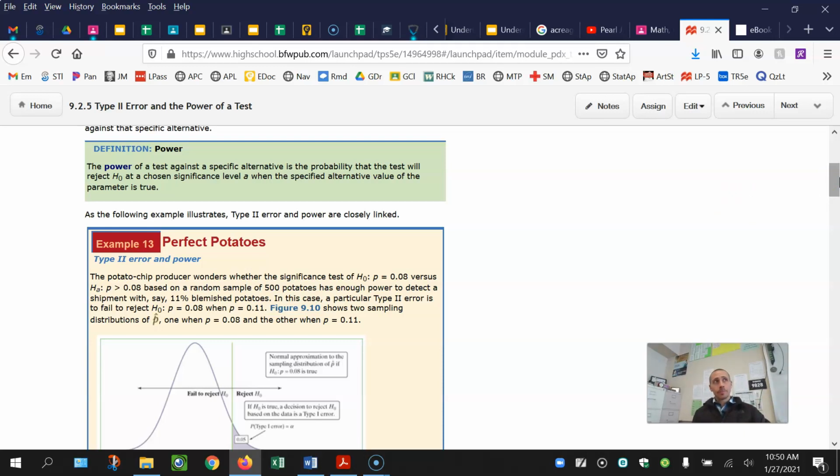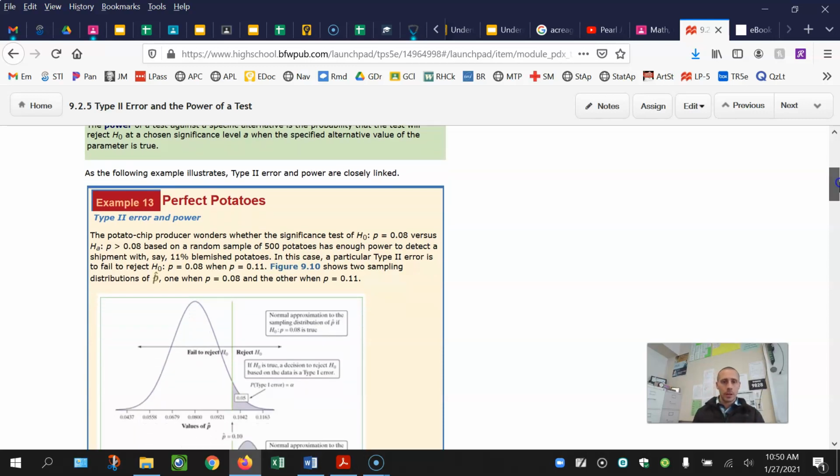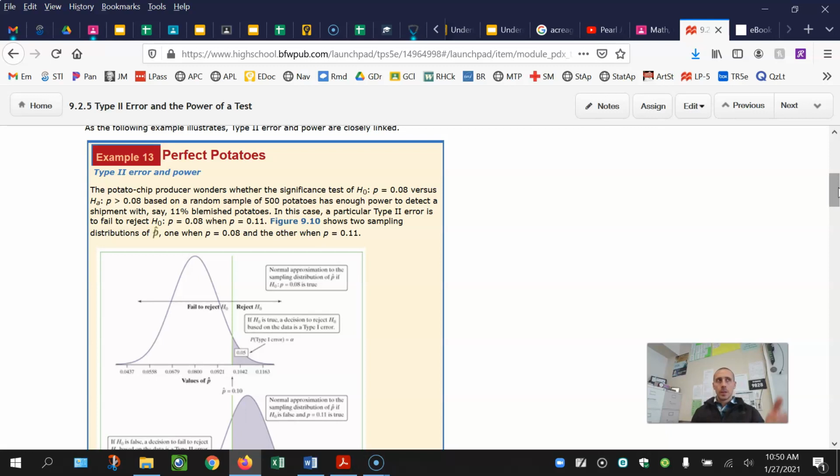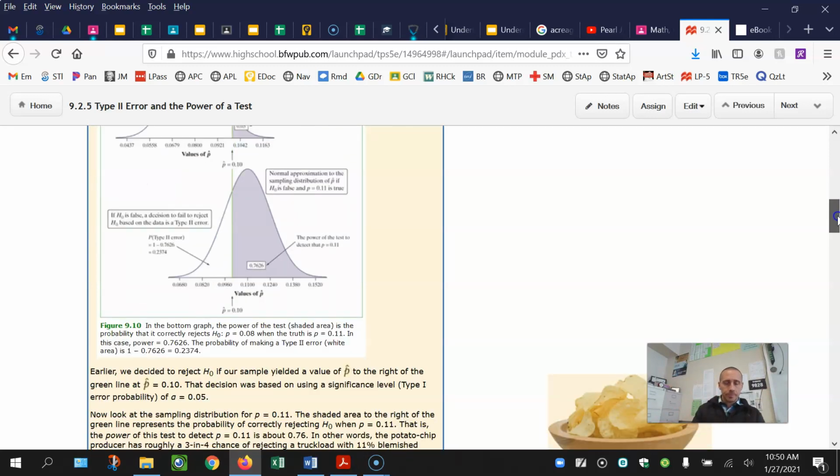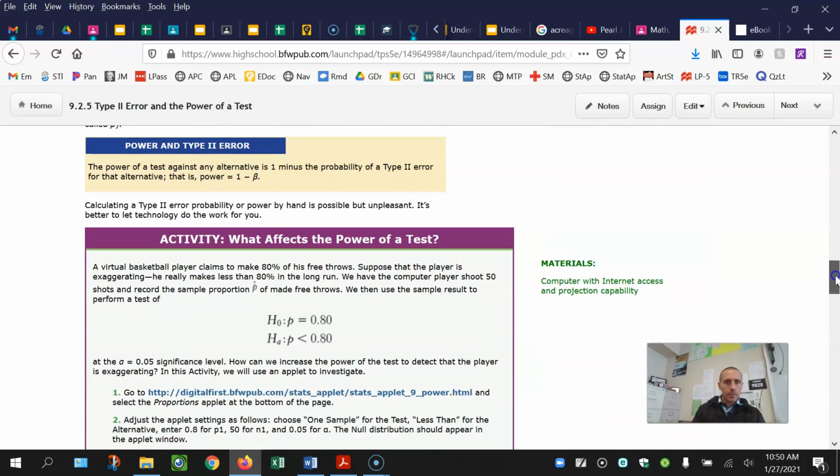Now you'll remember, if you fail to reject the null when the alternative is true, that's called a type 2 error. So these are complements. The probability of making a type 2 error plus the probability of the power is 100%. Either one or the other happens. This is what it's saying here. We say the probability of a type 2 error is beta, Greek letter beta, and 1 minus beta is the probability of the power of the test.